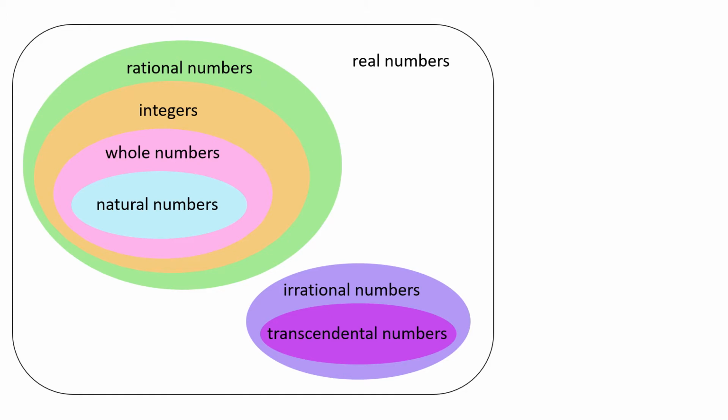All right, natural numbers are a subset of whole numbers, which are a subset of integers, which are a subset of the rational numbers. Transcendental numbers are a subset of the irrational numbers. And then if I combine the rational numbers with the irrational numbers, we have real numbers. Okay, now I gotta slow down a little bit. What kind of numbers are not real?